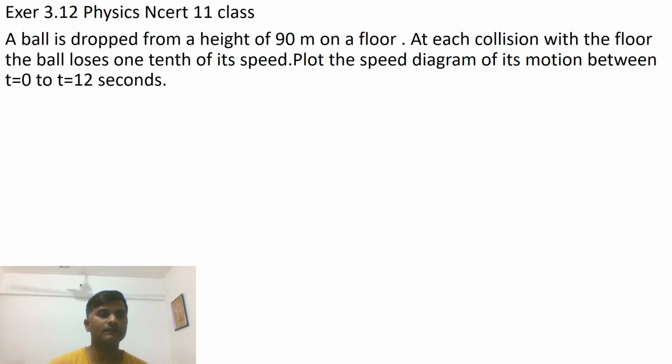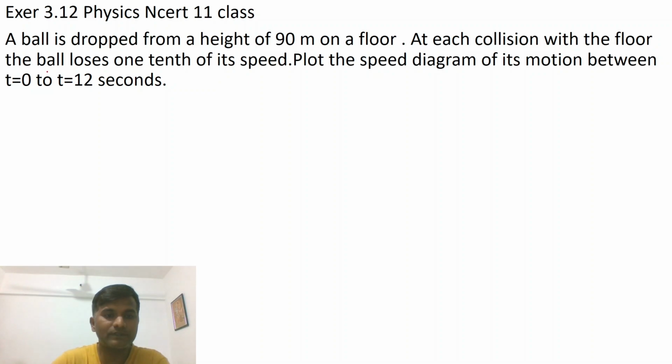So we'll be doing this problem. Look at the problem on the screen. This problem is from exercise 3.12 Physics NCERT. So let us read the problem first. What is the numerical telling us about? It is telling us about a ball which is being dropped from a height of 90 meter.